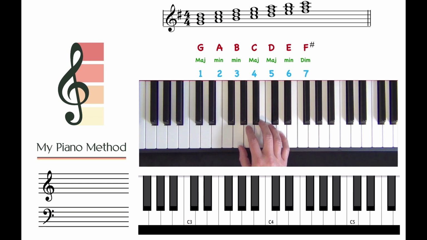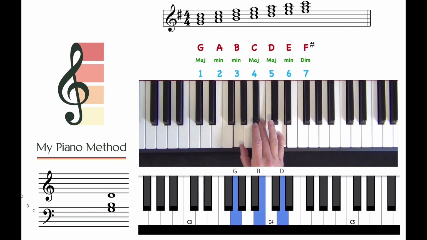Here is the G major scale. You can see I've put the F sharp in here. If you were to sit and work out all of the chords of this scale, the same as we did for the C major, you would see that the majors and the minors are in the same order.